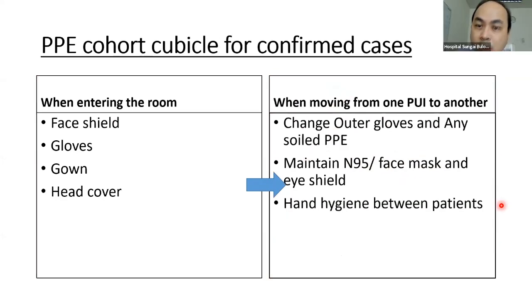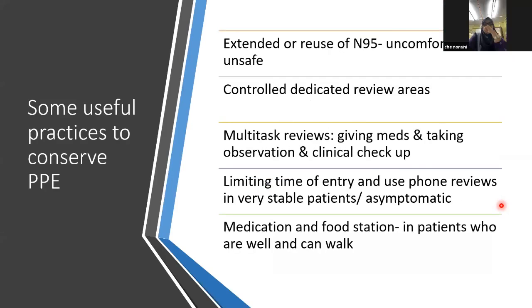For confirmed patients, if you are in charge of a cubicle that cohorts confirmed cases, it's even easier. Okay, you wear face shields, gowns, gloves, head cover, and a mask, and you actually only change your gloves between patients. And of course, if your gown is soiled, then you change it. If your mask is soiled, you change it. But otherwise, you maintain everything else, just hand hygiene between patients.